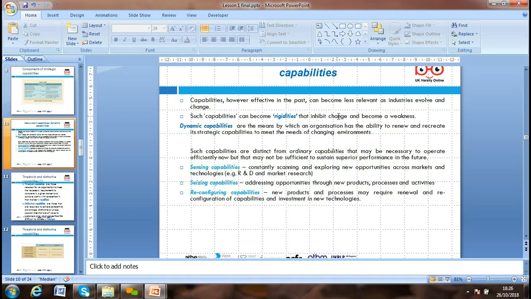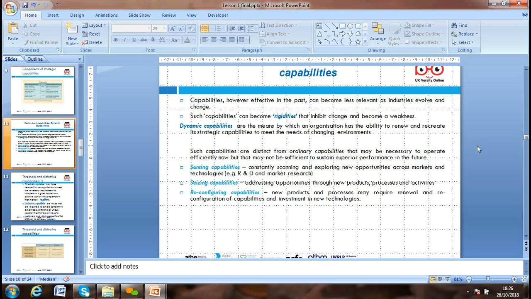Dynamic capabilities mean the organization's ability to renew. You have capabilities, but you need to renew them. Your capabilities can diminish with the passage of time. You need to operate in a changing environment; we need to change. Ordinary capabilities may be necessary to operate efficiently now, but may not be sufficient to sustain superior performance in future.